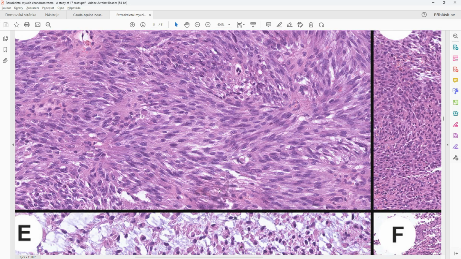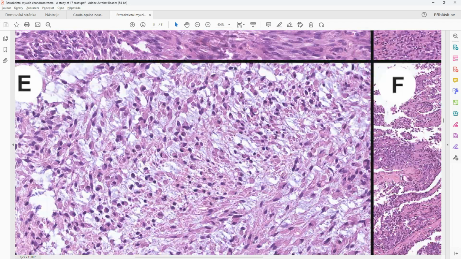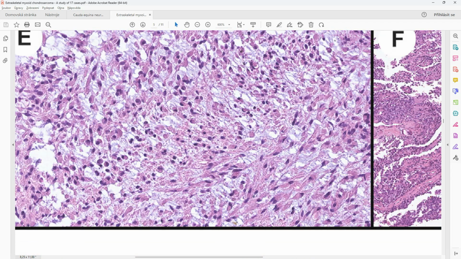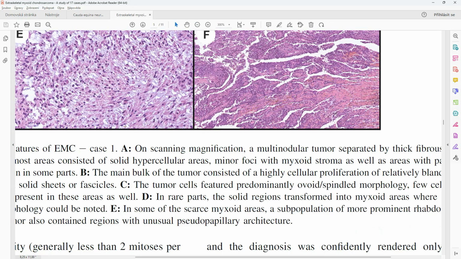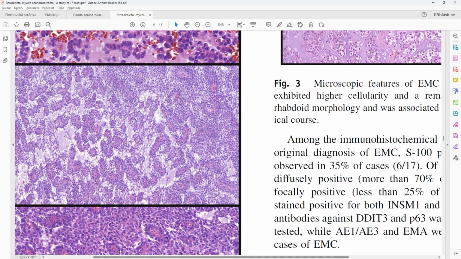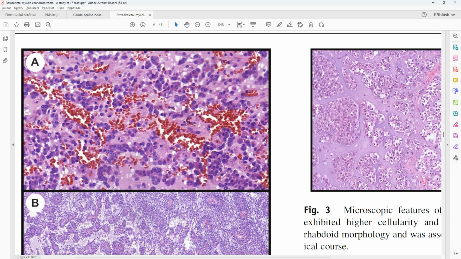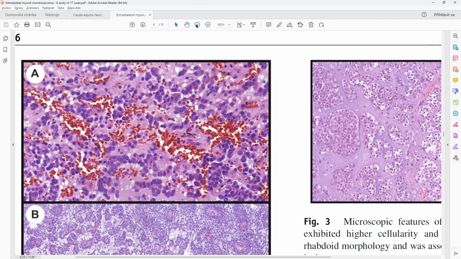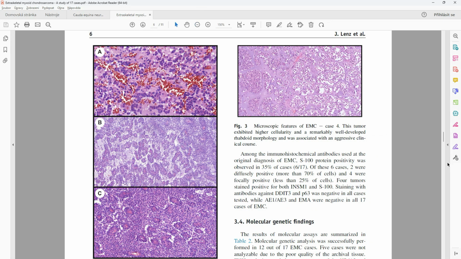Doesn't look like typical extraskeletal myxoid chondrosarcoma at all, apart from these small myxoid areas. And then another case, I think there was a case from Marianne Schweidler. This one looks more pseudopapillary. Again, by fusion testing, there was NR4A3 fusion.